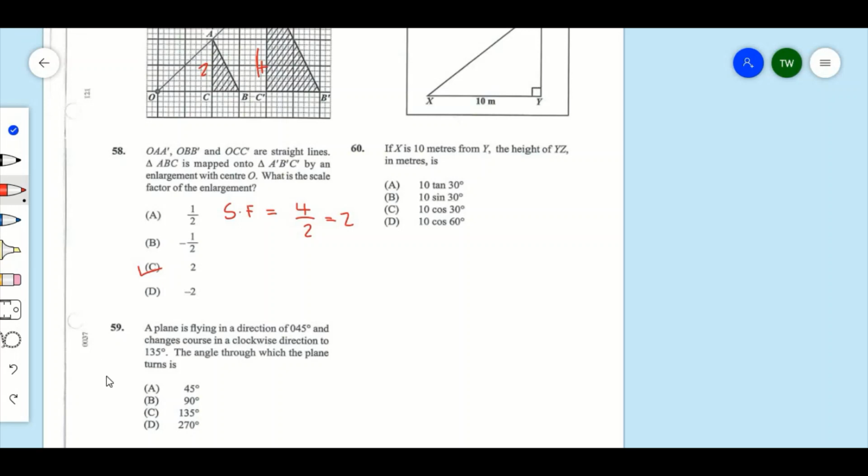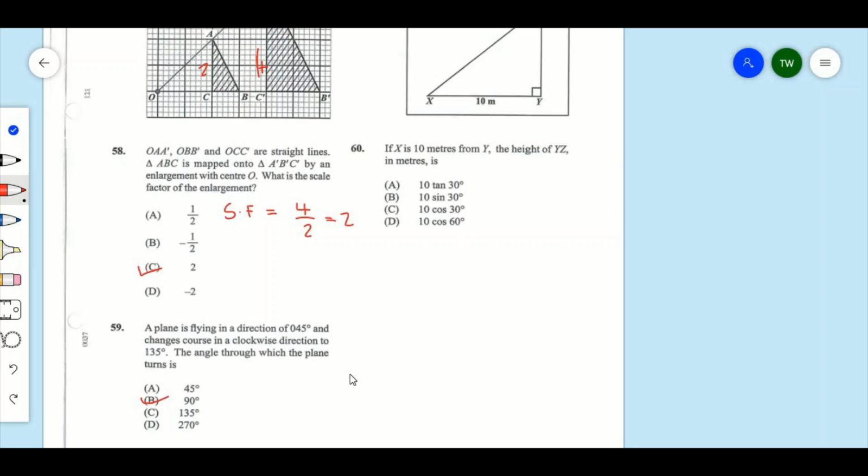Item 59. A plane is flying in a direction of 045 degrees and changes course in a clockwise direction to 135 degrees. The angle through which the plane turns is, now the angle through which the plane turns is going to be 90 degrees, which is B. But let's look at this in a graphical perspective.